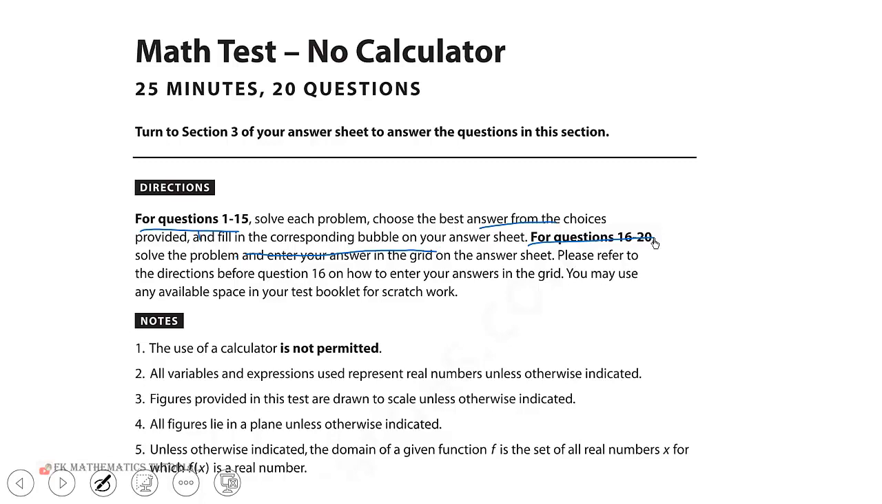We are told that we cannot use a calculator. We are not permitted to use a calculator. Then all variables and expressions used represent real numbers unless otherwise indicated. So we can go straight ahead and start solving.